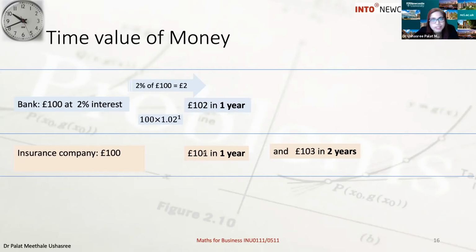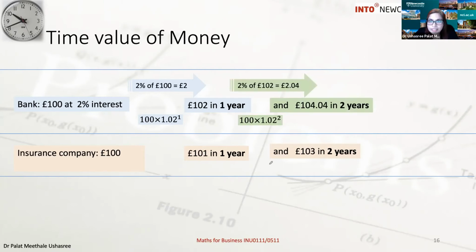And it's a better amount, yeah? What about after 2 years? You calculate again the same way, and then you get 104.04 in 2 years. Again, you see, putting the money in the bank at 2% interest is a better option than what this insurance company is promising to give you after 2 years, okay?